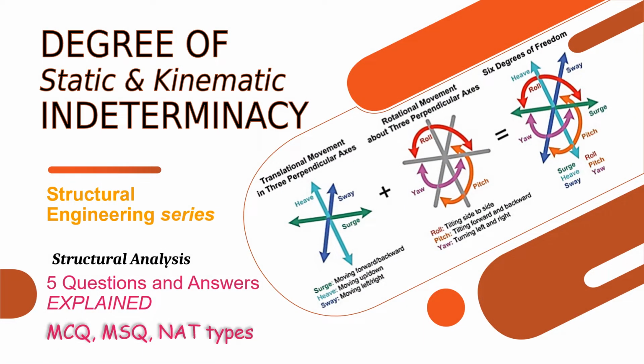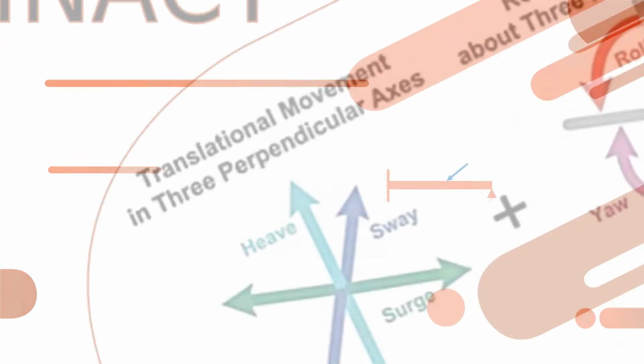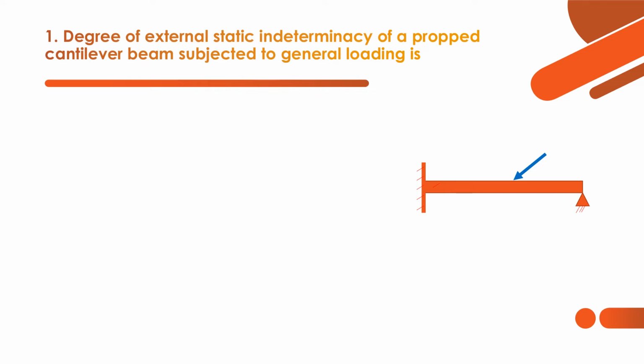Hey guys, today we are going to learn about the degree of static and kinematic indeterminacy concepts. Let's start with the first question. Degree of external static indeterminacy of a propped cantilever beam subjected to general loading is.